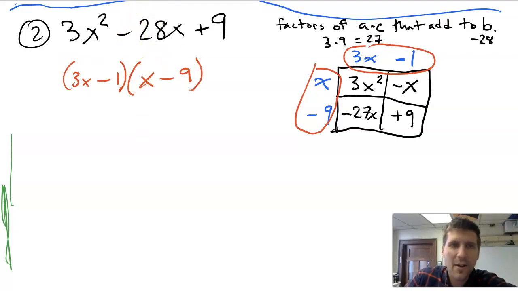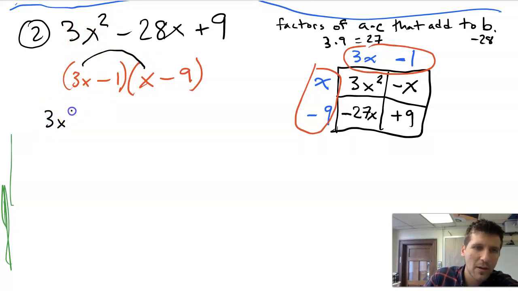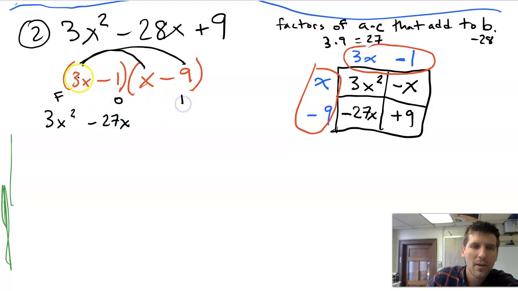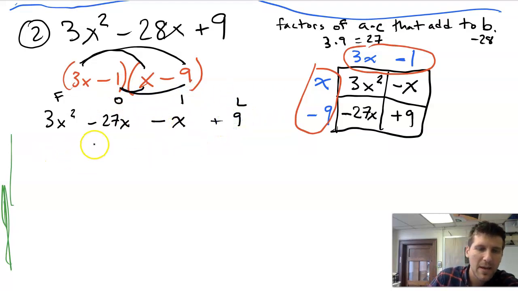So we can now test out our answer by multiplying it to see if we get the same thing we wanted above. 3x times x is 3x squared. I sometimes prefer to call it double distribution, but I know it's popular for it to be called FOIL, so I'll write out the FO first, then my outer. Now my inner would just be minus 1x or minus x, and then my last would be negative 1 times negative 9, which is plus 9. Okay, I then have my x terms that can be combined, and I get 3x squared minus 28x plus 9.